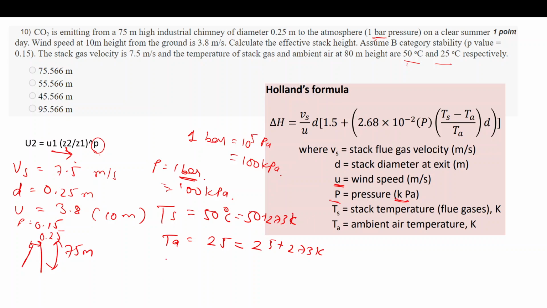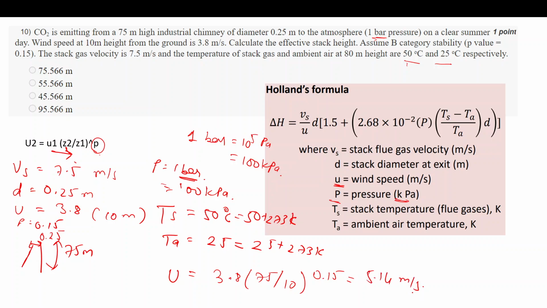So let's first calculate the wind speed at the stack height. For that, U equals 3.8 into 75 by 10, power 0.15. So this should come out as 75 by 10, power 0.15, into 3.8. So it is coming to me as 5.14 meter per second.